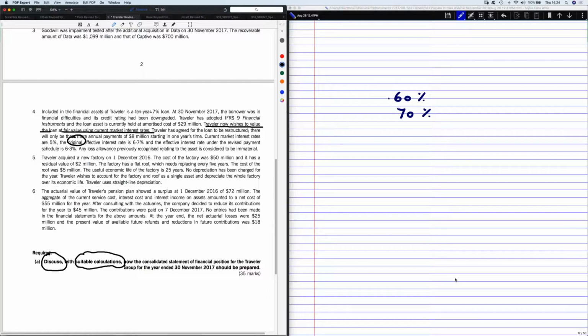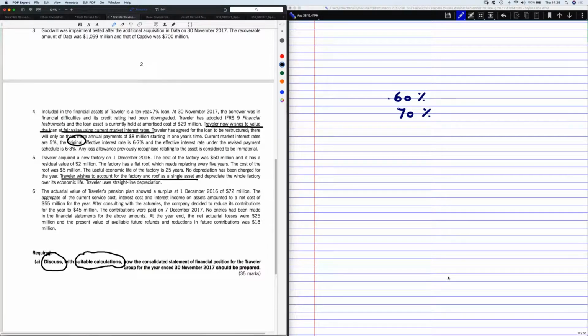Traveller acquired a new factory on the 1st of December 2016. The cost of the factory was 50 million and it has a residual value of 2 million. The factory has a flat roof, which needs replacing every 5 years. The cost of the roof was $5 million. The useful economic life of the factory is 25 years. No depreciation has been charged for the year. Traveller wishes to account for the factory and roof as a single asset, and depreciate the whole factory over its economic life, presumably of 25 years.